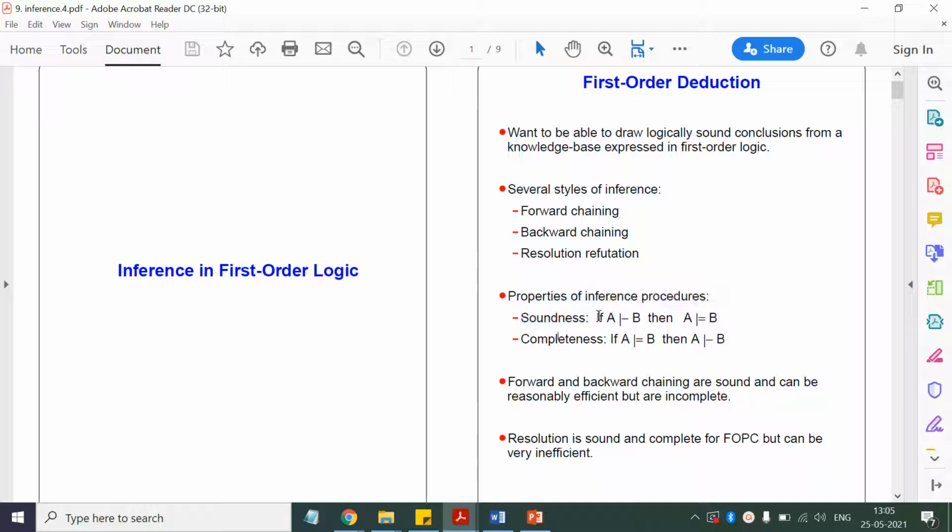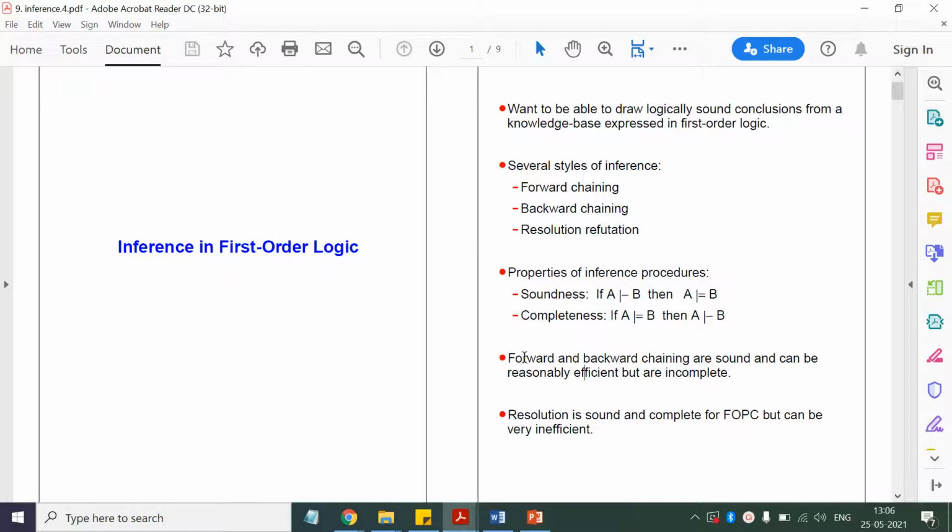Okay, now soundness. The given inference procedure is sound if we have A infers B, and if we can prove that A entails B with the help of that inference procedure, then we can say that the given inference procedure is sound. And completeness is the reverse. If we have A entails B, and if we can prove A infers B, then we can say that the given inference procedure is complete. Now we will discuss this point in depth after the discussion on these three techniques. Okay, so we will get back to this point later on.